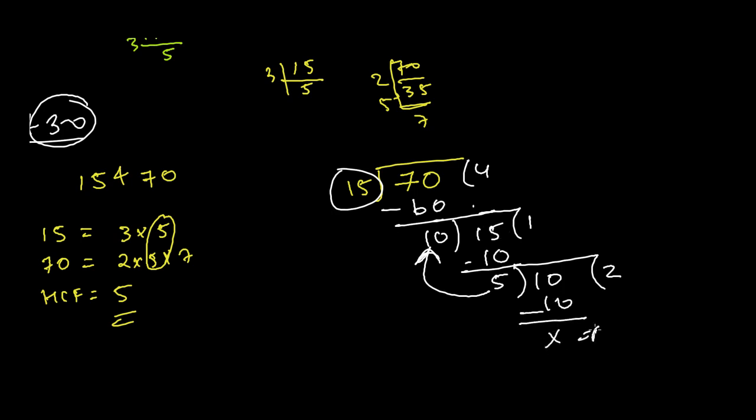Wow, we got the remainder 0, and we got the remainder 0 due to this 5. All right, due to this 5. So here this 5 is our highest common factor. This is our greatest common factor, whatever you write, greatest or highest.